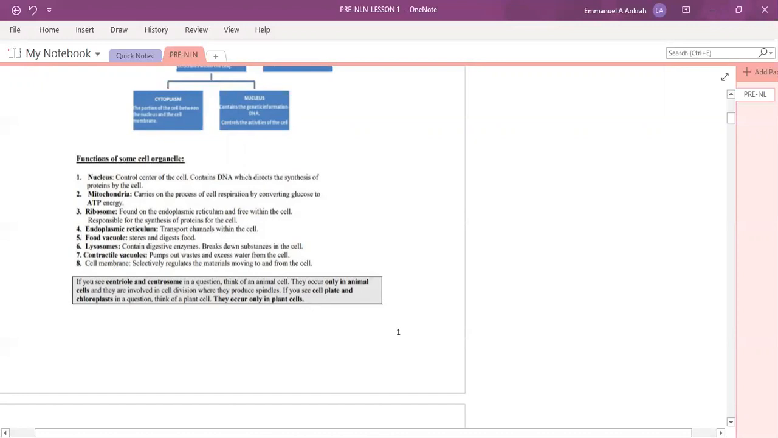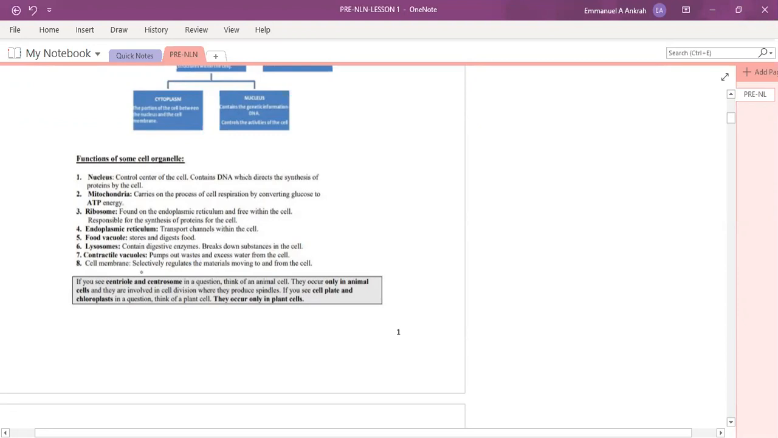And some cells will have what we call the contractile vacuole. Not every cell will have this, but some cells have it, especially a cell like the amoeba. The amoeba is a one-cell organism that has what we call a contractile vacuole, and the contractile vacuole pumps out waste and excess water from the cell.